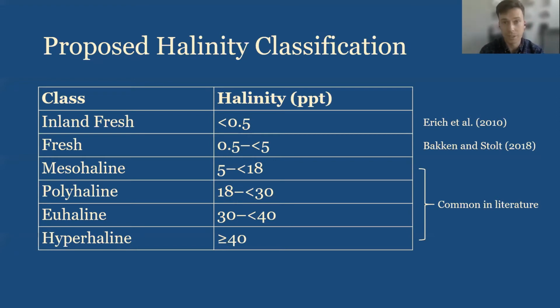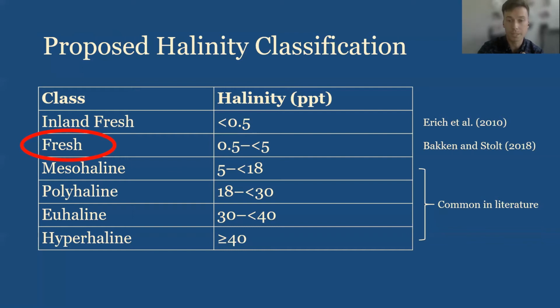Now, what really will give the ecologists heartburn is this here, calling halinity values up to 5 parts per thousand fresh. The justification for this threshold comes from research conducted in Rhode Island freshwater ponds, where Jonathan Bakken and Mark Stolt recorded conductivity values up to 0.6 decisiemens per meter, which calculates to approximately 5 parts per thousand.